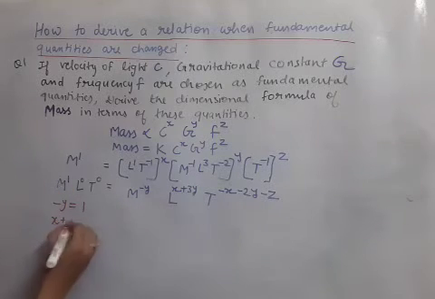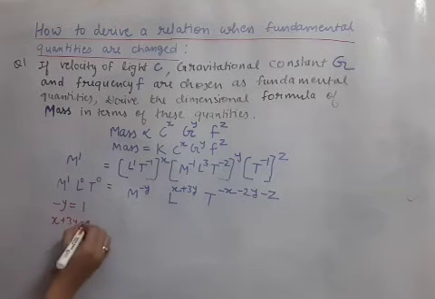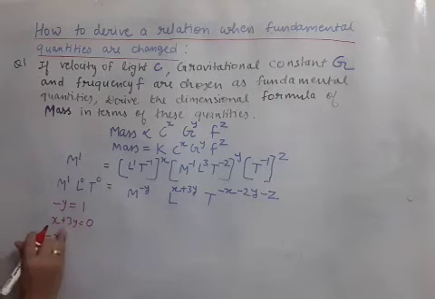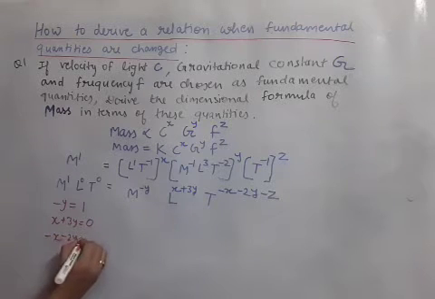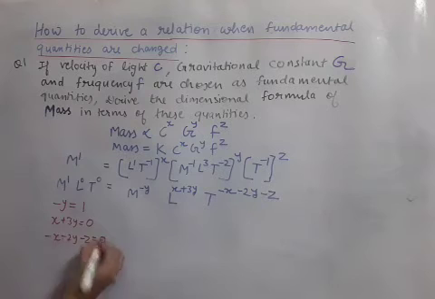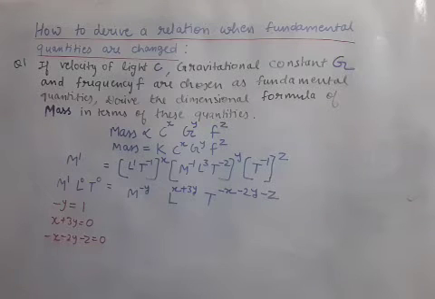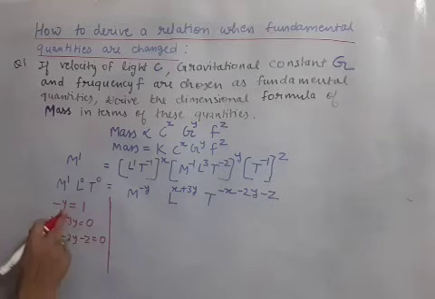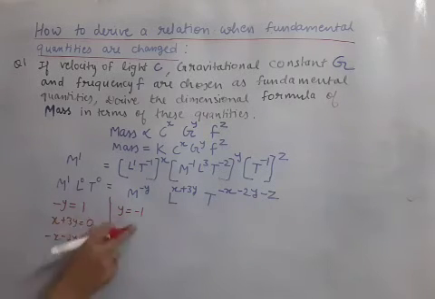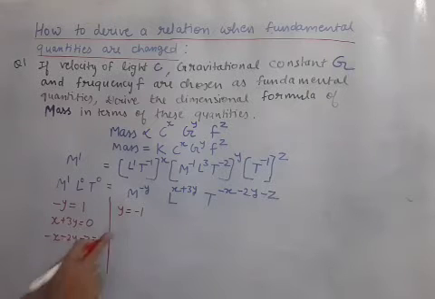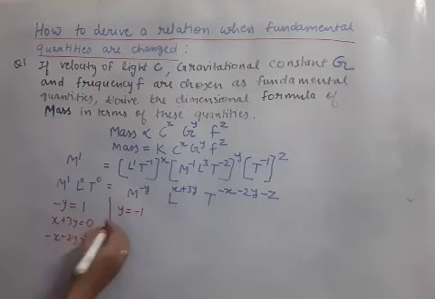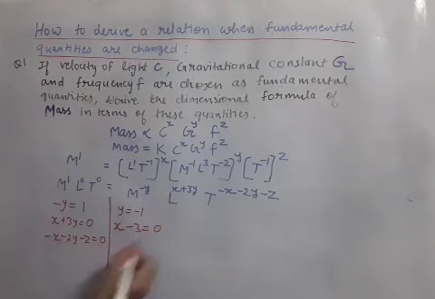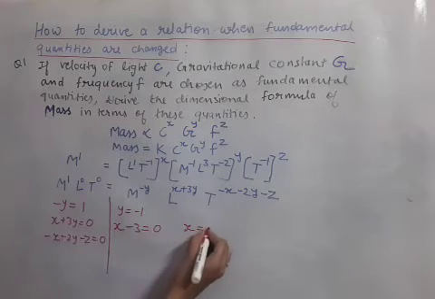Second equation, x plus 3y equal to 0. Next expression, minus x minus 2y minus z equal to 0. Now we have to solve these three equations one by one. So y equal to minus 1, you can get the answer easily. Then this y is substituted here so that x is obtained. So x plus 3y, y is minus 1, so x minus 3 equals 0. That means x equal to 3.